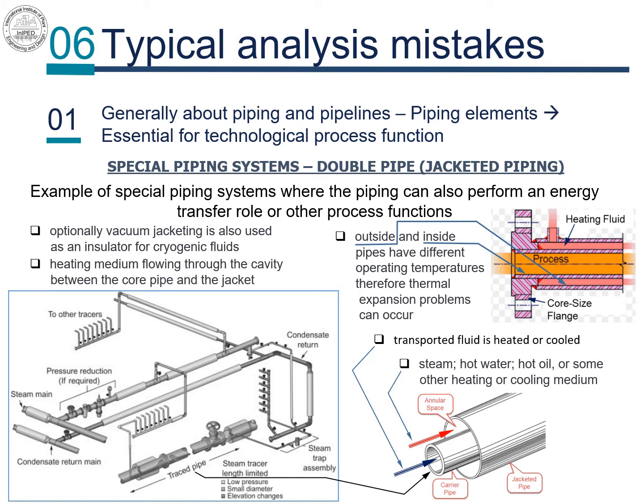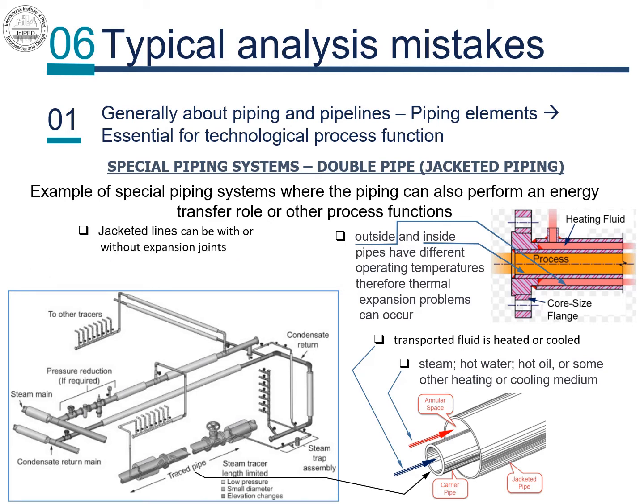Therefore, it is necessary to solve these complicated challenges of thermal expansion compensation, while maintaining the piping stresses within the allowable limits. Jacketed lines can be mounted with or without elements for thermal expansion compensation. And supporting problems are similar to those of single piping non-jacketed systems.